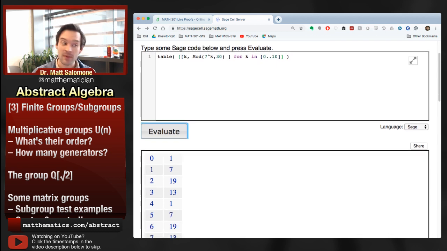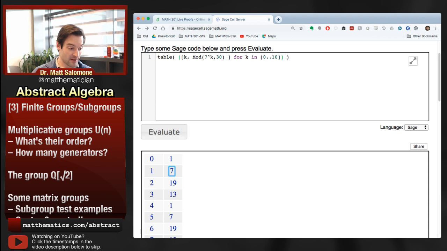So here are some powers of 7 reduced mod 30. 7 to the 0 power is equal to 1. 7 to the 1 power is equal to 7. 7 squared is 49. Mod 30, that's 19. 7 to the third is 343, which reduced mod 30 is 13. But 7 to the fourth power is equal to 1.